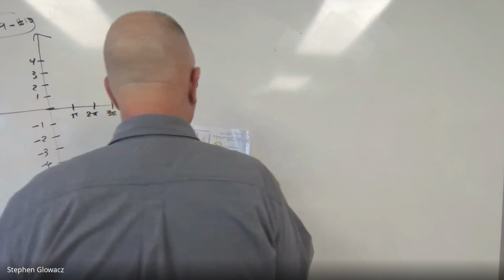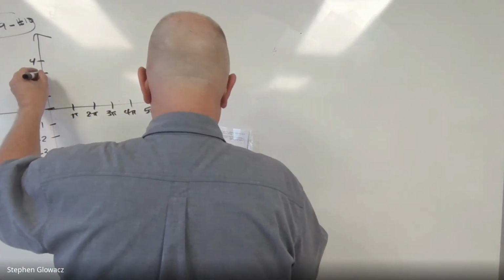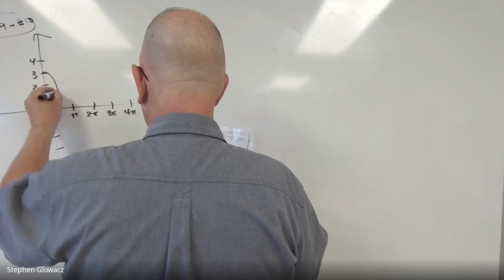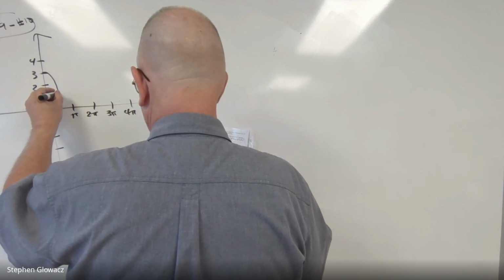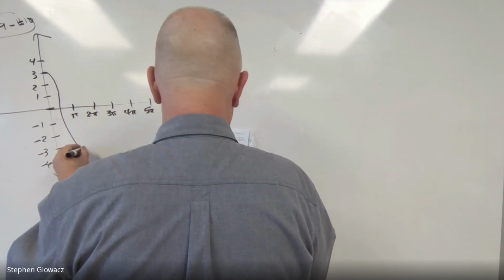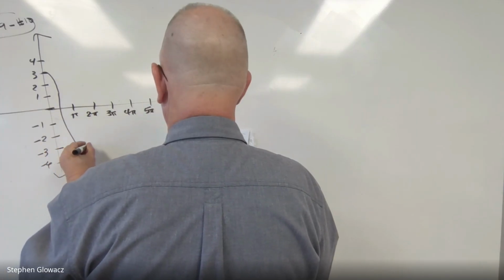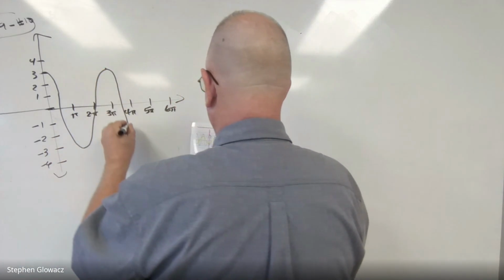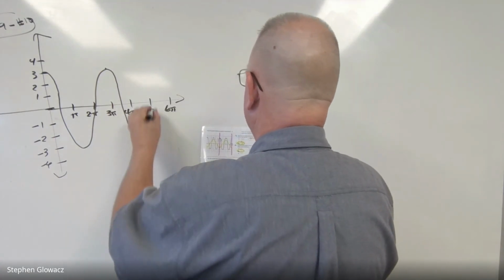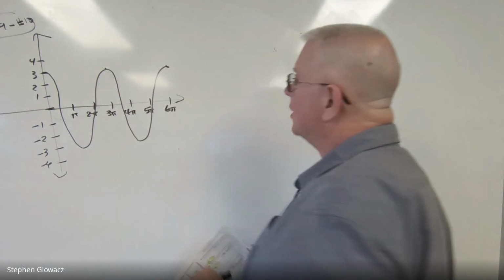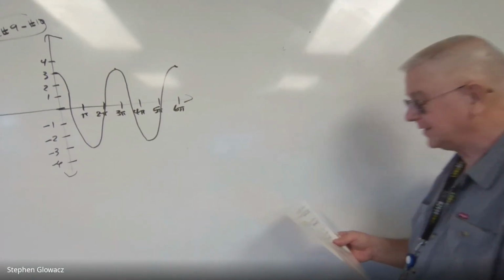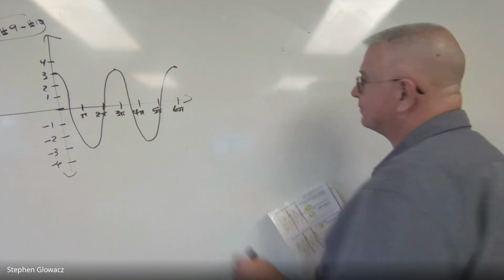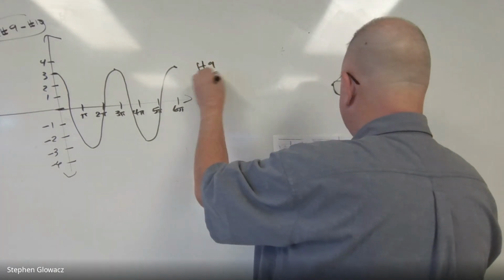And let's go ahead and sketch our graph in here. Make sure we get this very carefully. And there we go. All right. So what they're asking us for a couple things here. For number 9, they're going to ask us what the period is.